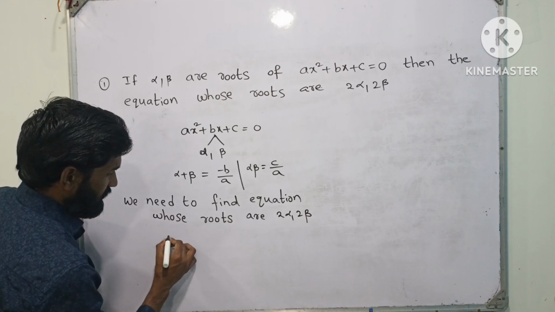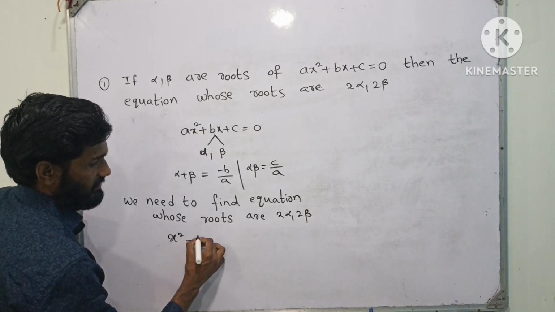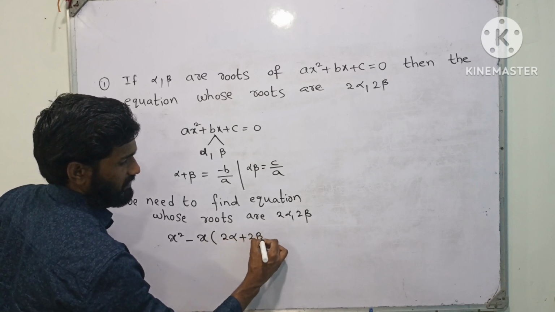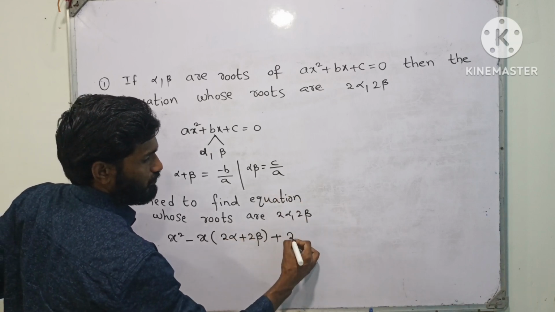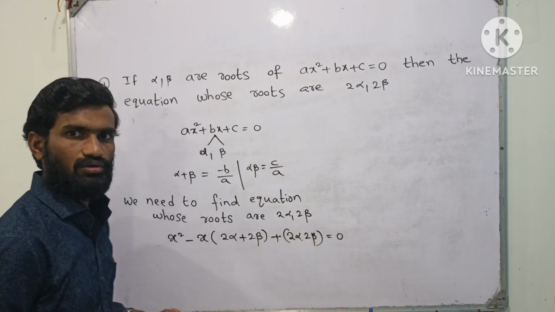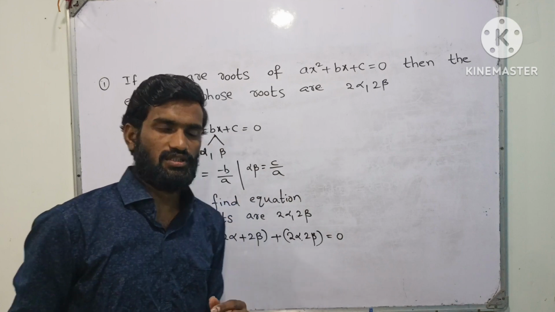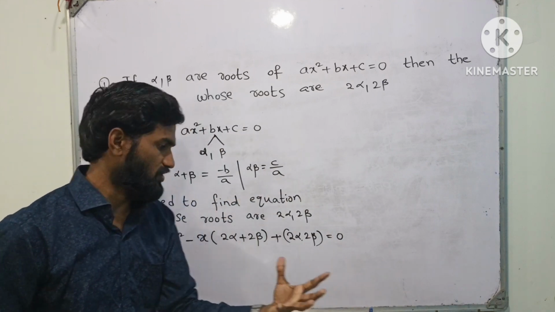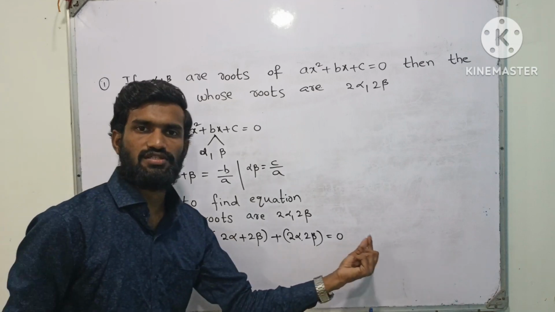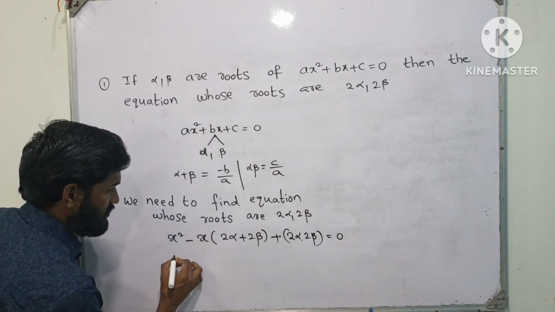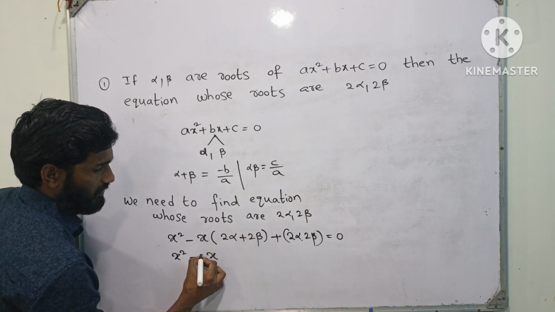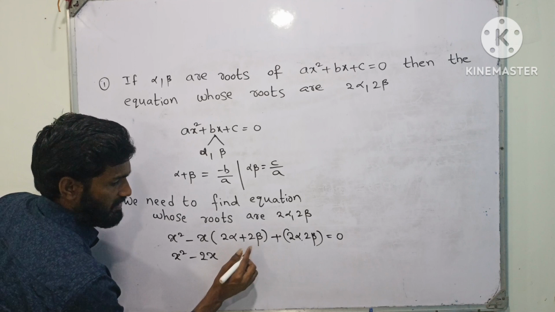That implies x square minus x into the sum of roots, which is nothing but 2 alpha plus 2 beta, plus the product of roots, 2 alpha into 2 beta, which equals 0. Already we know, if we know two roots, then we can easily form a quadratic equation by taking x square minus x into sum of roots plus product of roots equals 0. Now, which is nothing but x square minus x into, here if I take 2 common, 2x into (alpha plus beta), we will get.